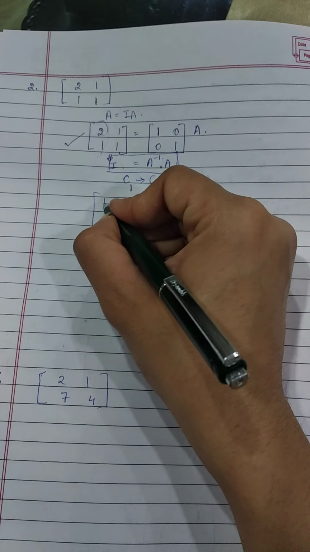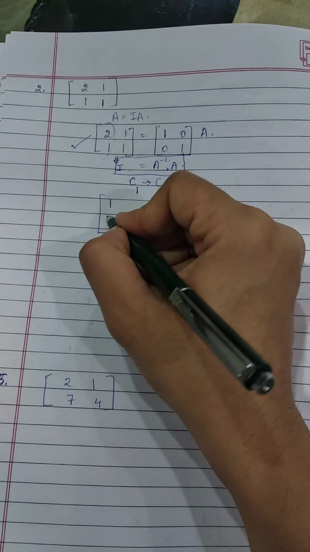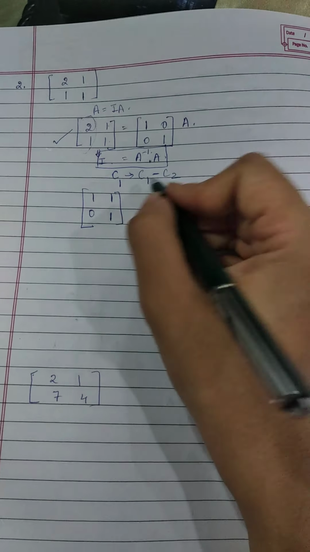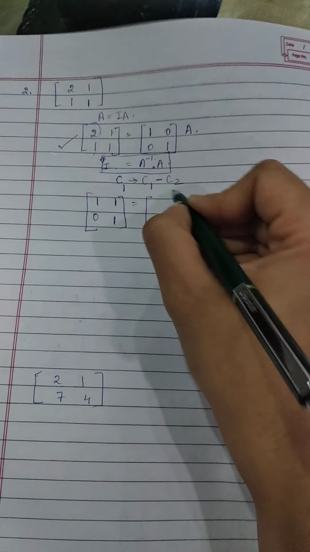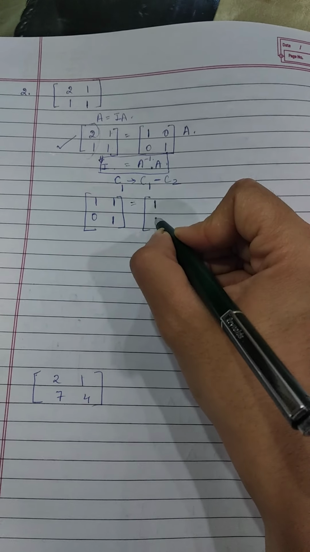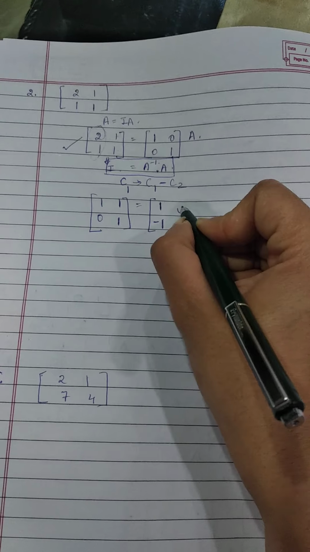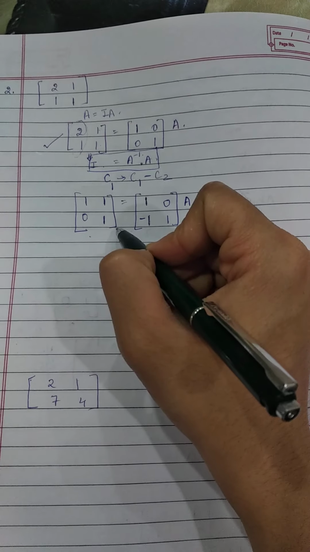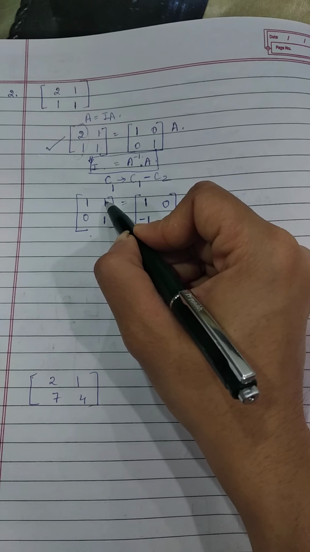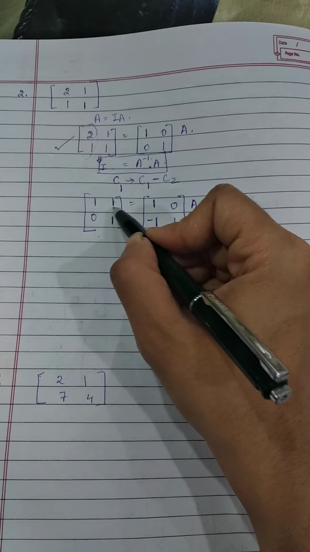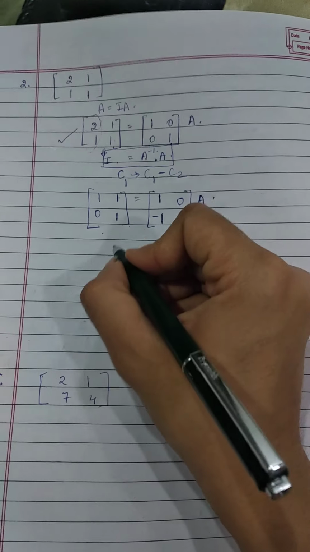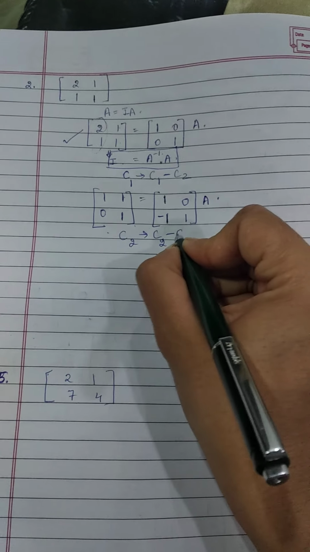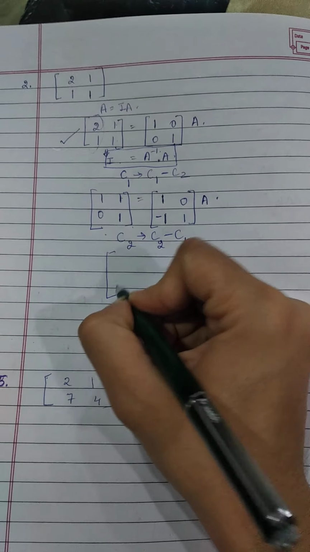So 2 minus 1 gives me 1, 1 minus 1 gives me 0, this is 1 and this is 1, right? Is equal to C1 minus C2 again, so that's 1. This is minus 1, this will remain as it is, and A. Remember, this has to be converted into an identity matrix. So this means I need a 0 over here, right? And how can I get that 0? If I apply it on C2, that is C2 minus C1. So what do I get here?